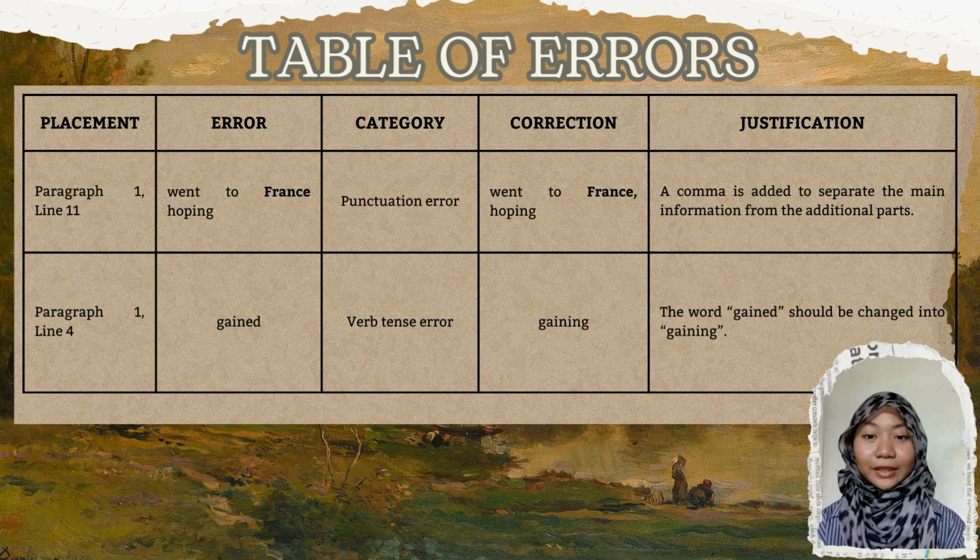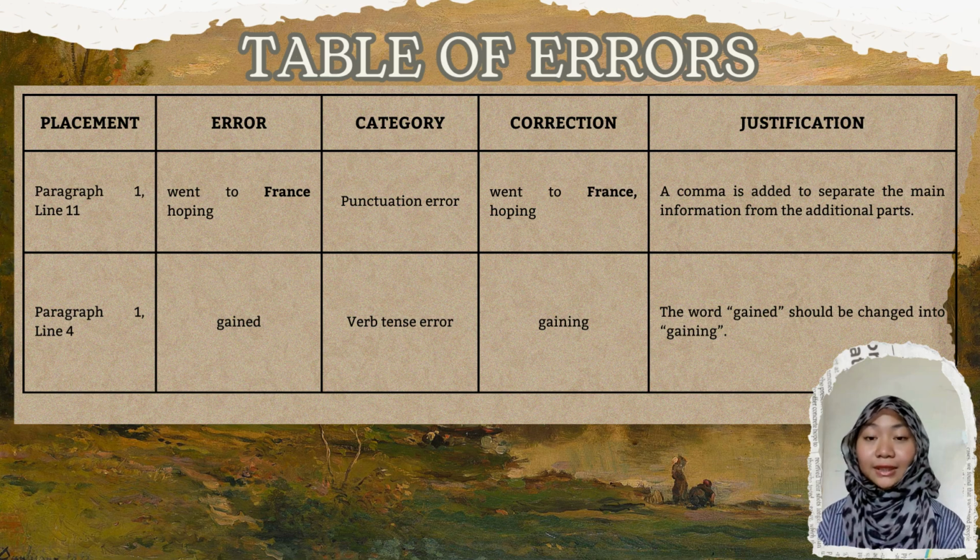Now we're moving on to the table of error. The first error is "went to France hoping." The category is punctuation error. The correction made is "went to France, comma, hoping." The justification is "went to France" is the main information and "hoping" is the additional information. Therefore, a comma should be added to separate the main information and the additional information.